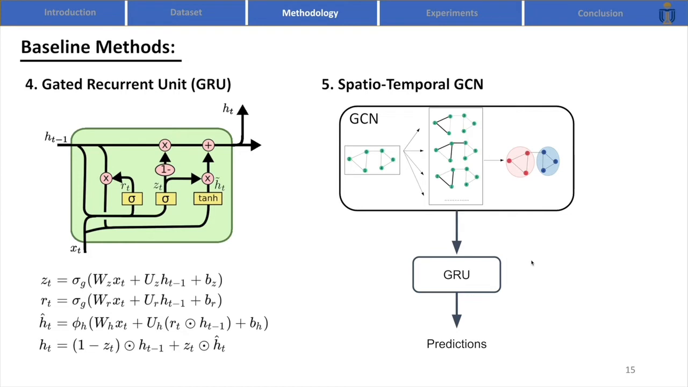In GRU, there are two gates, the update gate and the reset gate. Both gates determine how much new information should be recorded and how much old memory should be forgotten from the previous hidden states. The last baseline model is called Spatio-Temporal GCN. Because our dataset includes the location coordinates, we can directly build a neighborhood graph based on the dataset.